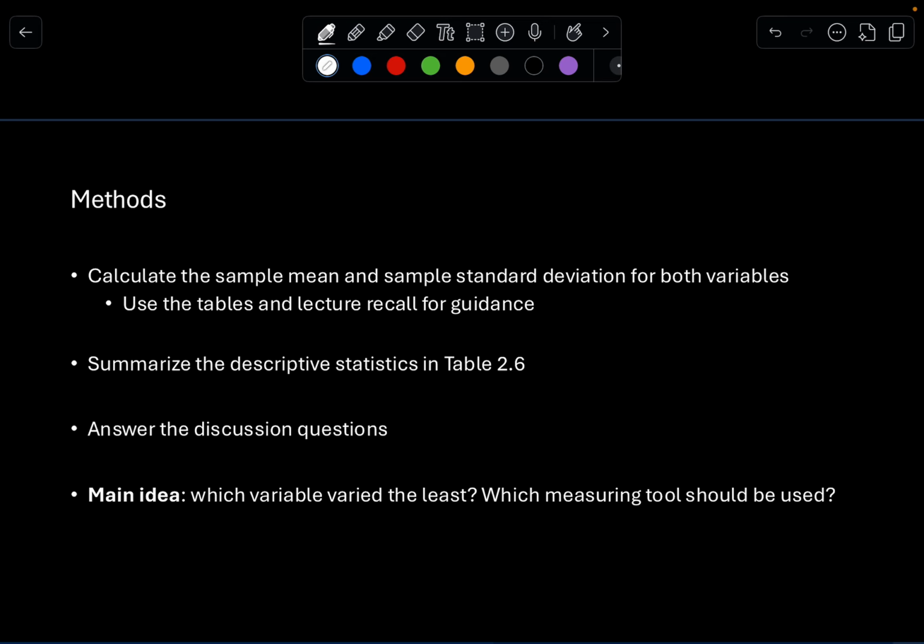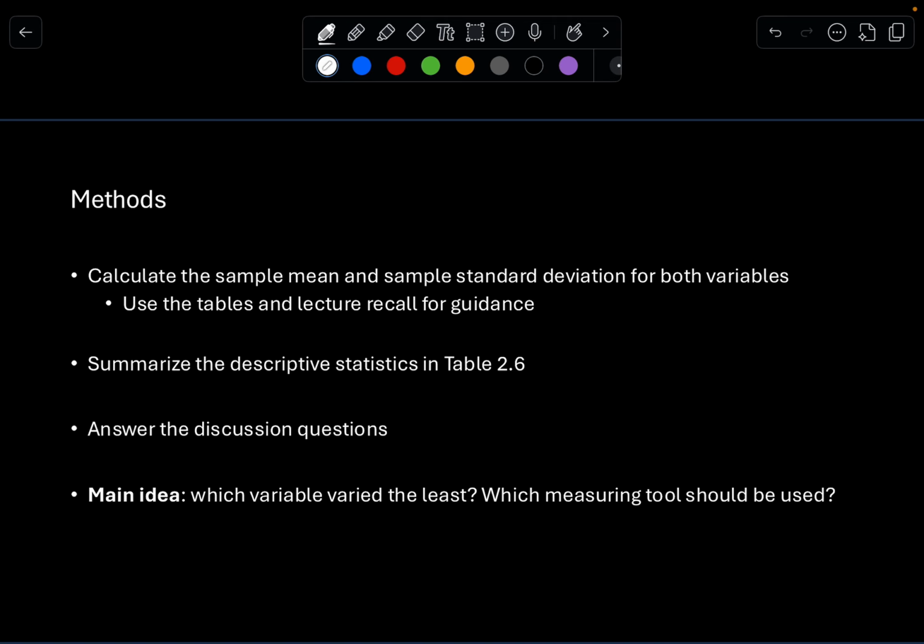So table 2.4, you're going to calculate the sample mean and the sample standard deviation for the 1 cup, right? Because you had 10 measurements using the 1 cup, so you'll have 10 values, calculate the mean and the standard deviation. Table 2.5, you'll do the same thing, but for the thirds cup. So you'll do this twice. The formulas are in the lab manual for you, so you can follow those guides.